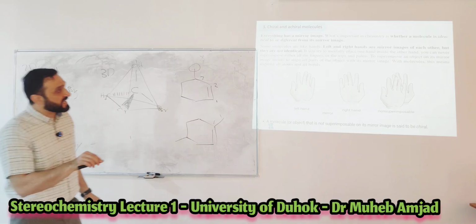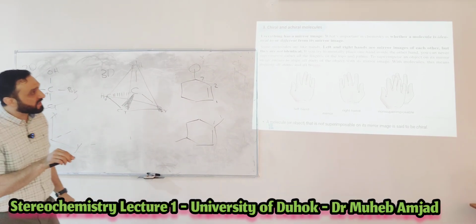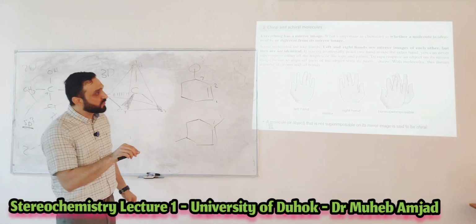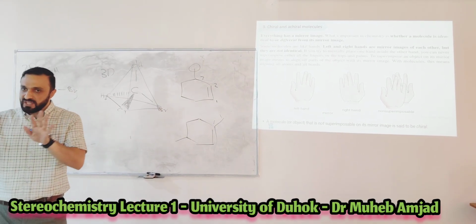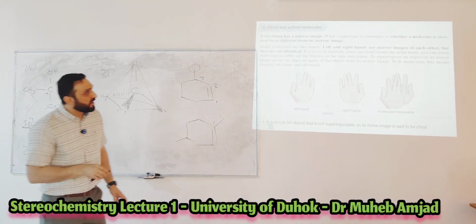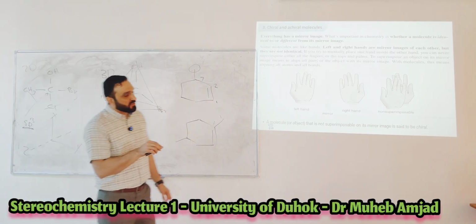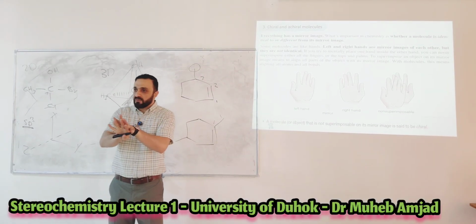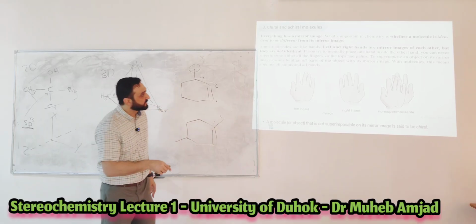To superimpose an object on its mirror image means to align all the parts of the object to its mirror image. This will be exactly on this. This is the meaning of align. With molecules, it means aligning all the atoms and all the bonds, as I showed you before.